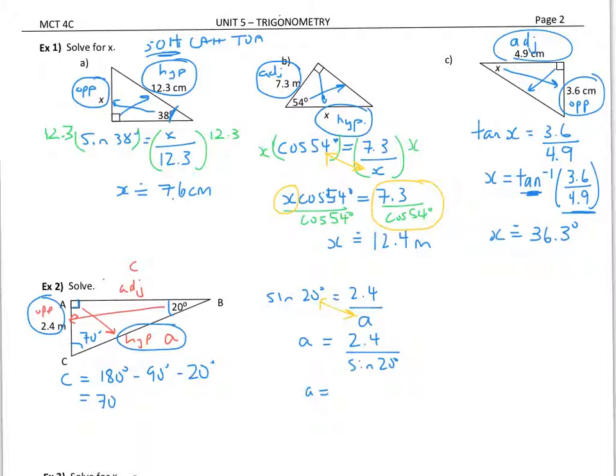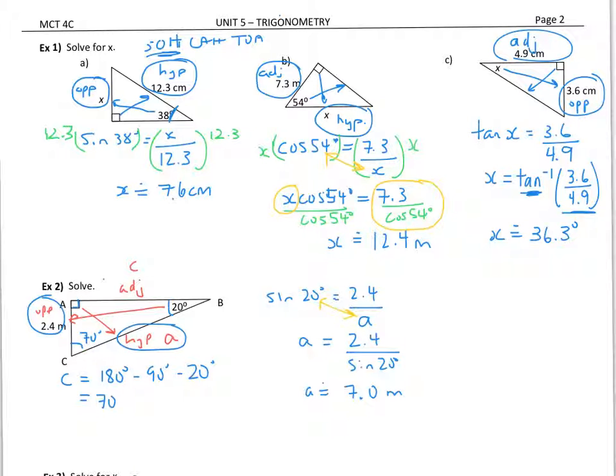So a is approximately, let me put that into the calculator, 20 degrees, sine, and I get about 7.0 in terms of my value there, and that's in meters.